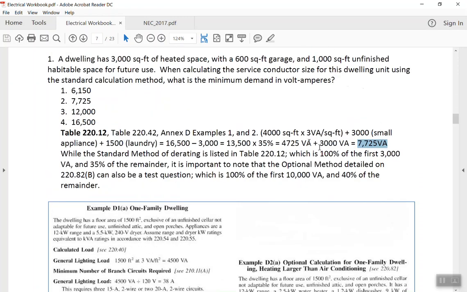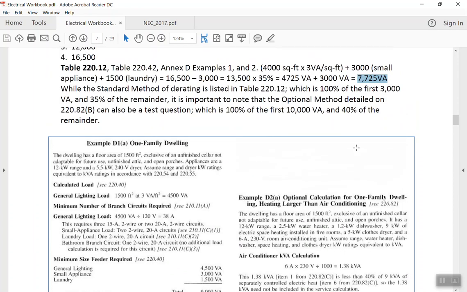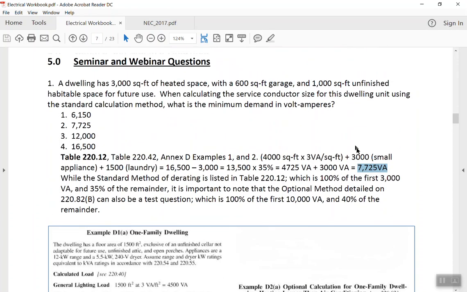Okay, so once again, this little cutout here, cut and paste, was actually from the 2014, but whether you're using 2014 or 2017, the math's the same, it hasn't changed a bit. Okay, service loads, once again, a little bit on the tricky side, but we'll go over a couple more examples and make sure we got it in this lecture.